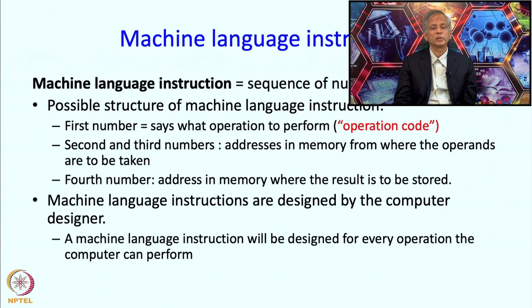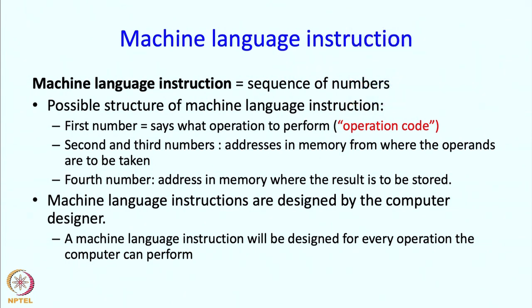The computer designer has to design instructions which will be able to perform every operation that we need. Alternately, a computer will be able to perform some operation only if the computer designer has designed a machine language capable of performing that operation, or maybe a sequence of instructions which together are capable of performing that operation. Just to make this description more concrete, I am going to give an example, but of course this is a fictitious example. There is no computer which has the machine language instruction that I am going to talk about, but it's an indicative machine language instruction.